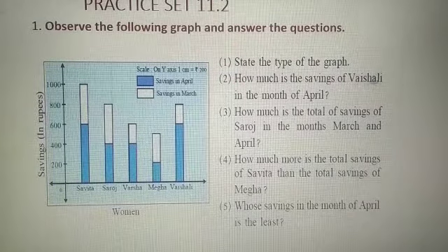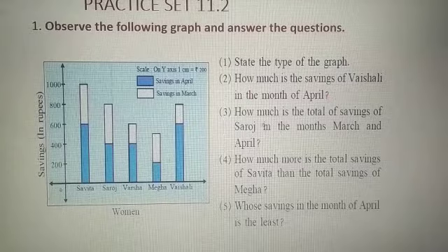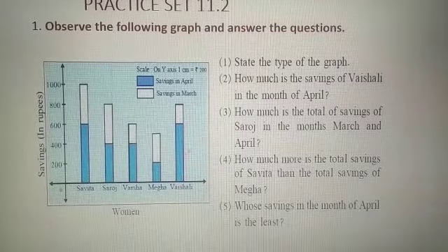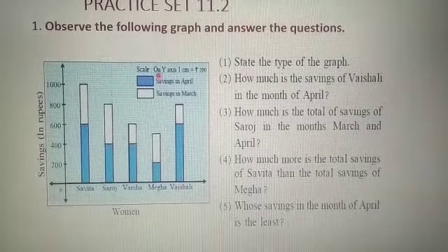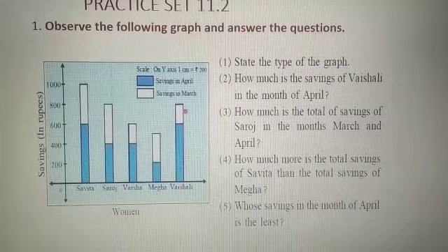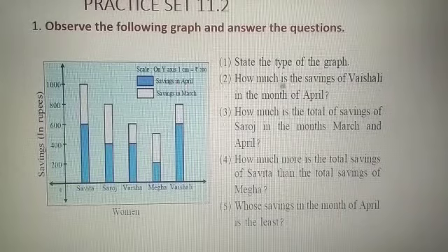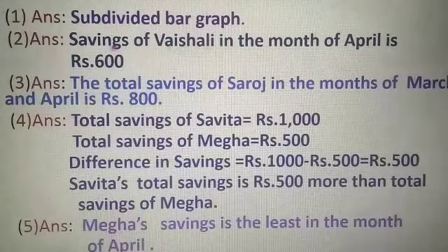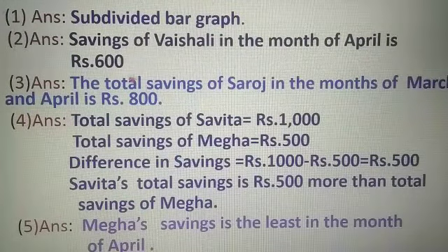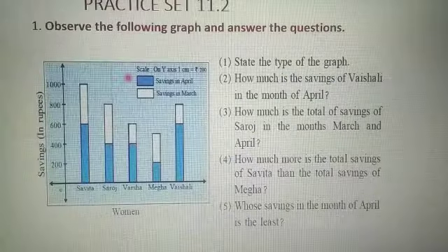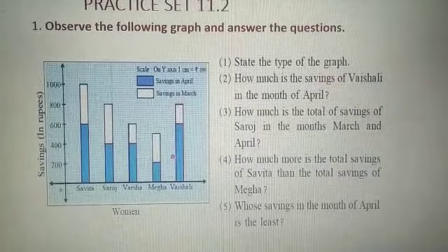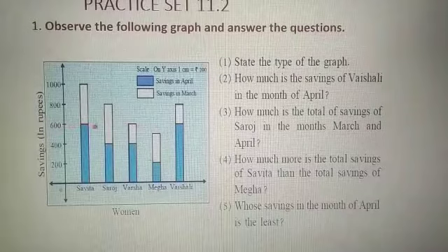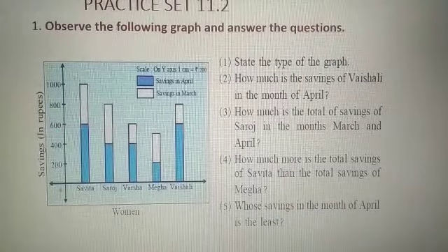Now question number 2. How much is the savings of Vaishali in the month of April? The bar of Vaishali is given here. April means the dark blue color, that is the saving of April. So the savings of Vaishali in the month of April is rupees 600. You can observe in the graph that this blue color is the saving in April, and the bar of Vaishali reaches 600 rupees. So the saving is 600 rupees.